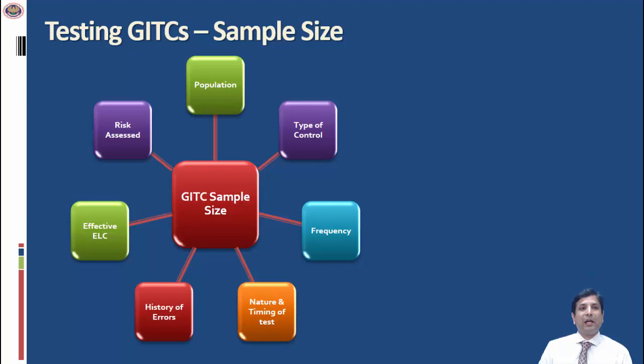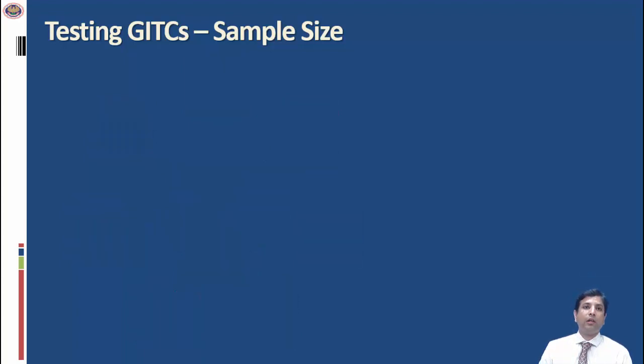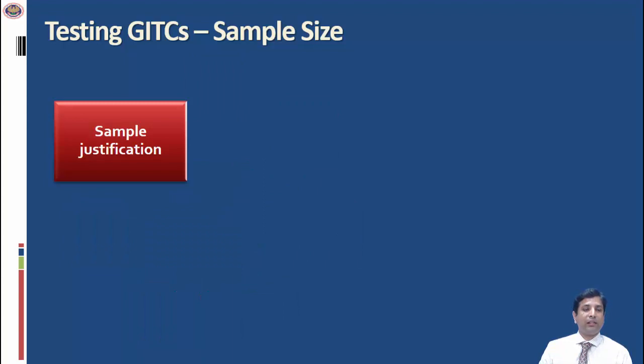So just to summarize, our picking up of sample sizes for testing general information technology controls is very similar to what we would do for any other control testing. Here, as auditors, we should apply our professional judgment in determining the sample size for testing controls. And the most important thing is for us to document, which is a requirement of SA 230. We need to document the reason or the rationale or the justification for picking up a particular sample size for our audit.